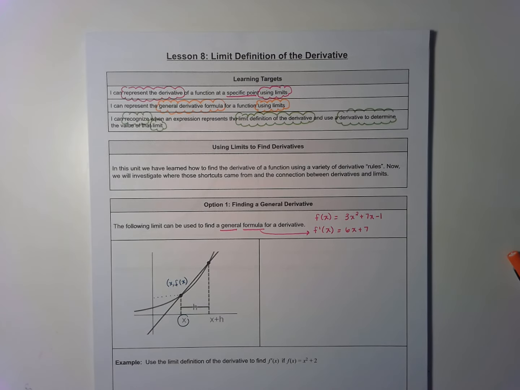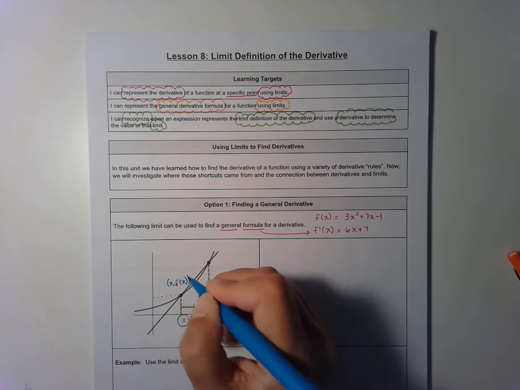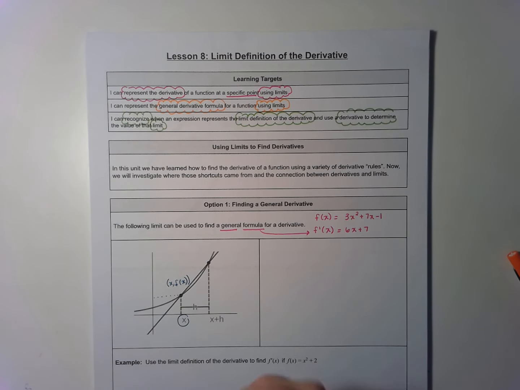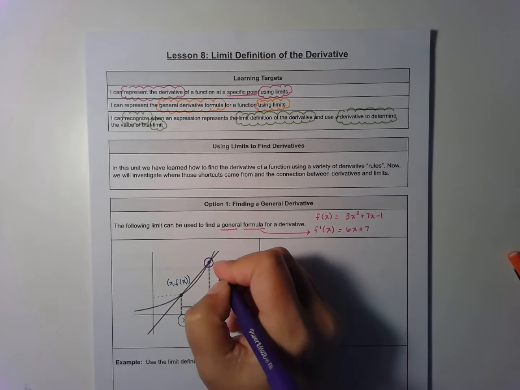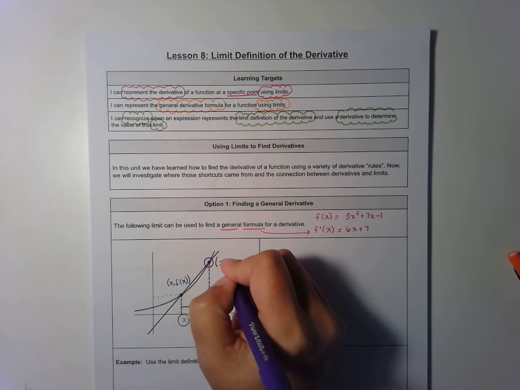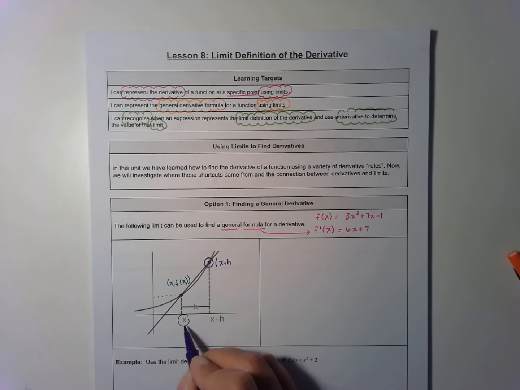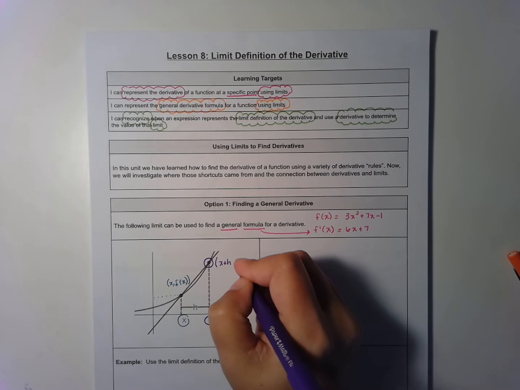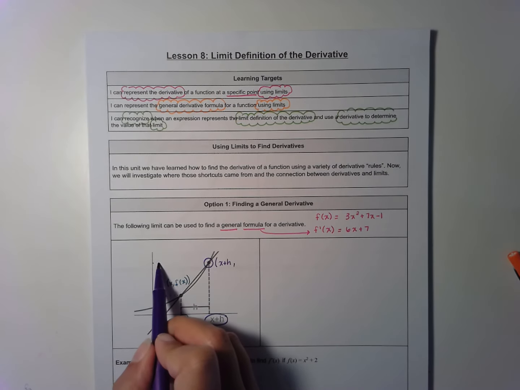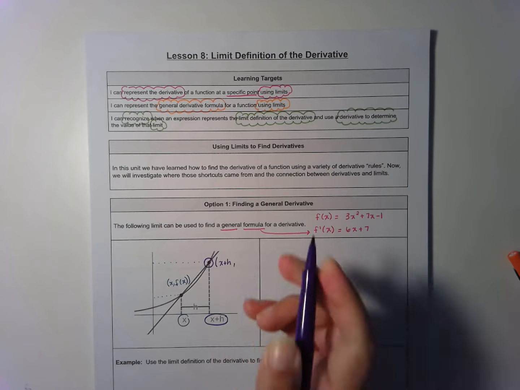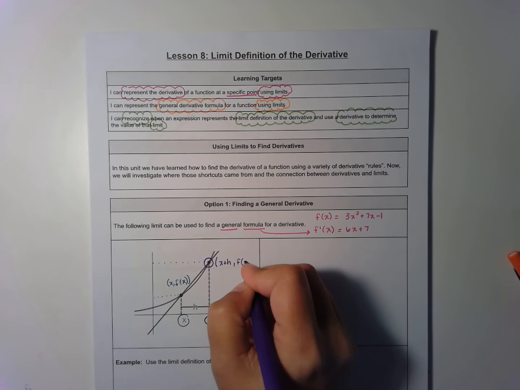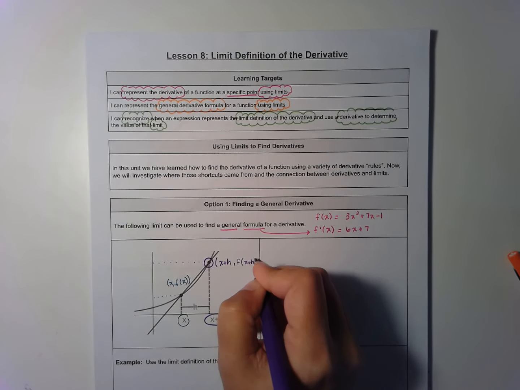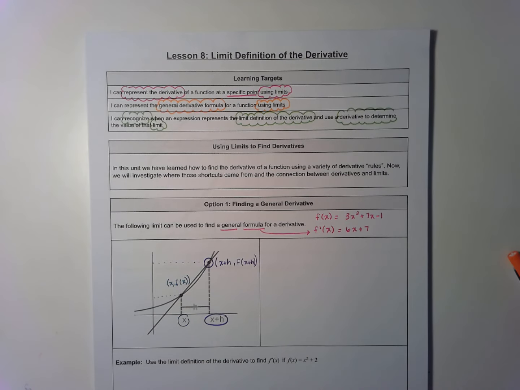Now, the second point that we're working with here, and I should have put another parentheses here, I apologize, is going to be this point up here, where the x coordinate would be x plus h. So our original x plus however much we slid over. So x plus 1 or x plus 2. And our y coordinate then on the graph would be f of x plus h. So whatever we get by plugging in that new x.